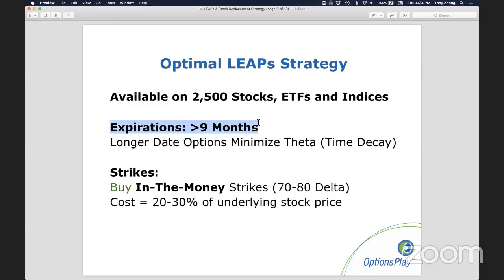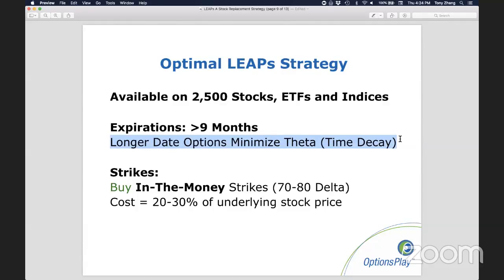And again, the reason we do this is because the longer dated options minimize theta, or that time decay. This doesn't mean that you have to be in the trade for longer than 9 months. This just means that you should buy a LEAP option that's greater than 9 months. So you could be in the trade for only 3 months or 6 months, but you should still want to buy that option that's greater than 9 months, because the theta decay for those 3 to 6 months is going to be much lower than if you bought a 3 or 6 month option.